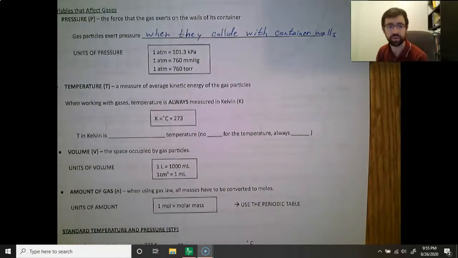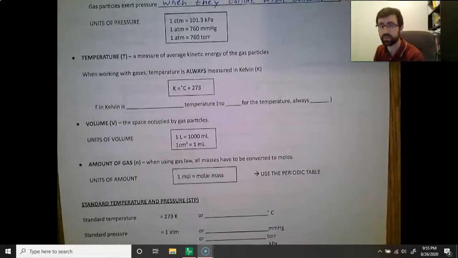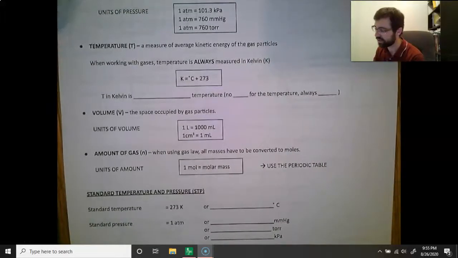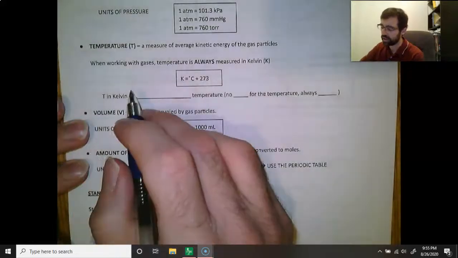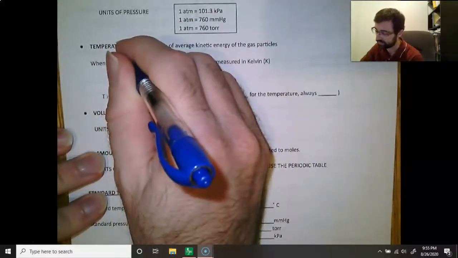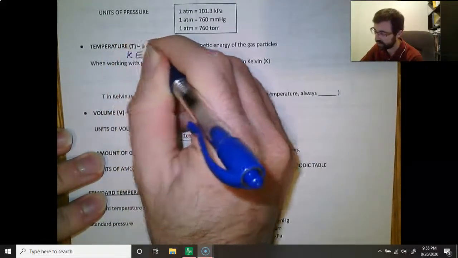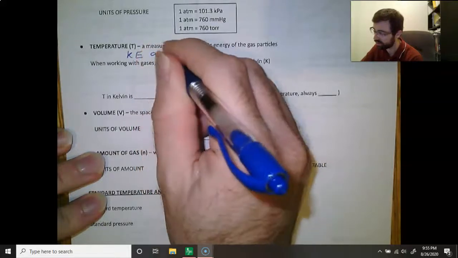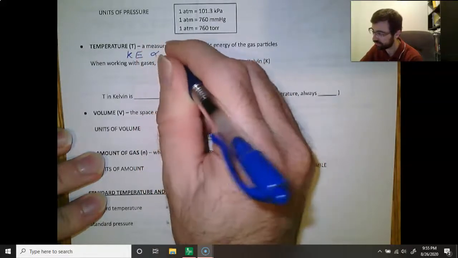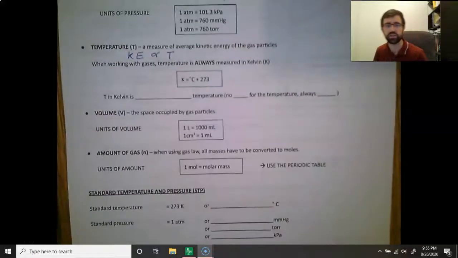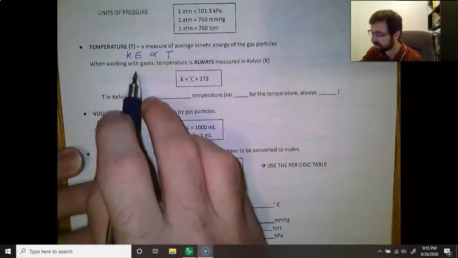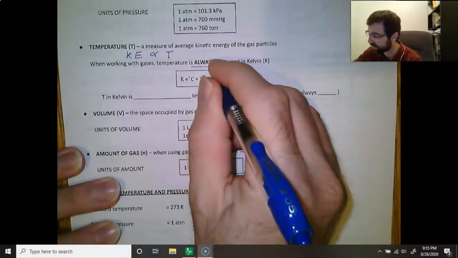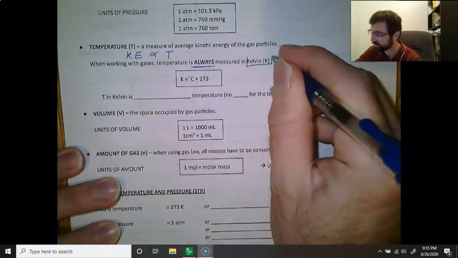All right, the temperature. Temperature is another variable that affects gases. It's a measure of the average kinetic energy of the gas particles. So, kinetic energy is directly proportional to temperature in Kelvin. So kinetic energy is directly proportional to the temperature in Kelvin. When we're working with gases, the temperature is always measured in kelvins.